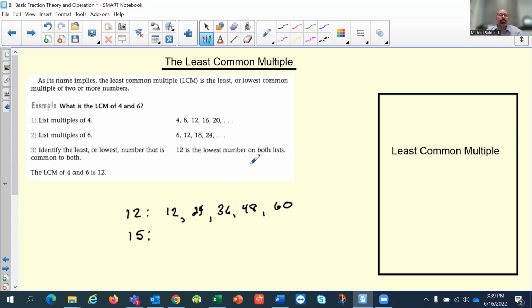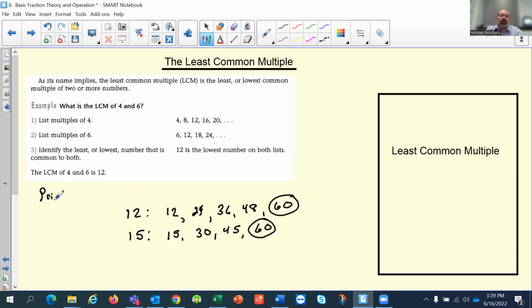So let's stop there for a second and see what happens with 15. 15 times 1 is 15. Times 2 is 30. Times 3 is 45. And times 4, oh, there we go. Times 4 is 60. So the first number that 12 and 15 would go into would be 60. And there's something interesting about this.